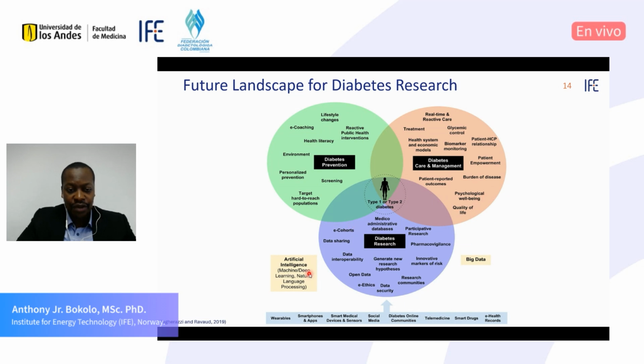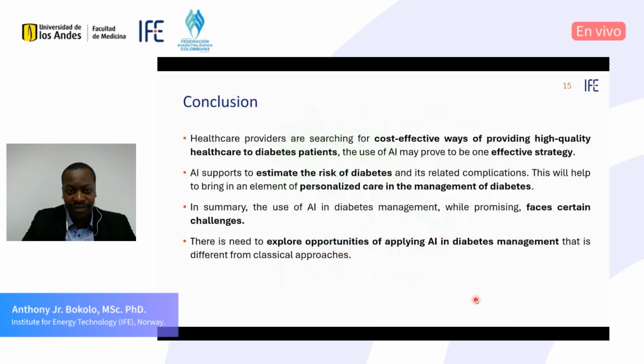And AI is being used in line with natural language processing or machine learning, for example, deep learning, and with the use of big data that is gotten from different sources, for example, from wearables like the glucometer, from sensors, from smartwatches, and also from social media. And this data is used by these models. So in conclusion, healthcare providers are now exploring how to achieve cost-effective ways of providing high-quality healthcare for these diabetes patients, and there is the need to explore the use of AI because it has been proven that AI can be one of these effective tools that will help healthcare providers to have a cost-effective way of providing high-quality diabetes care.